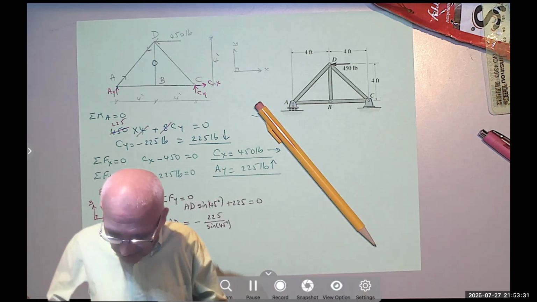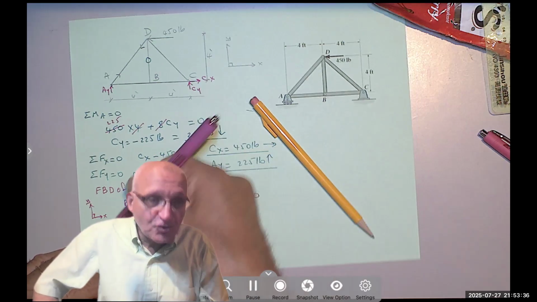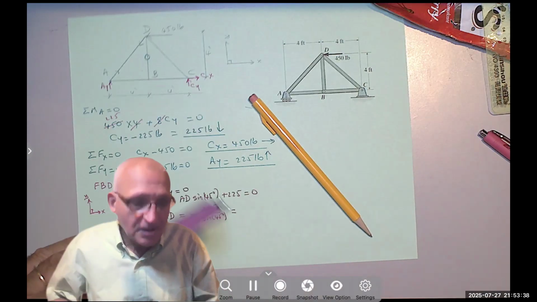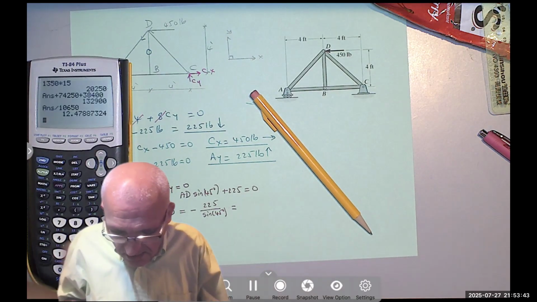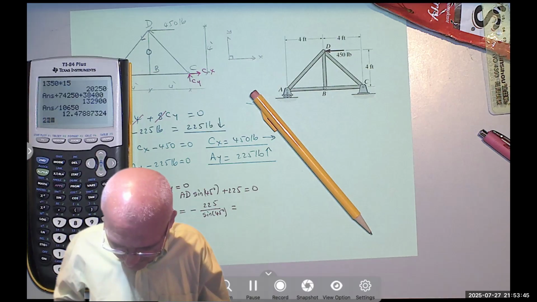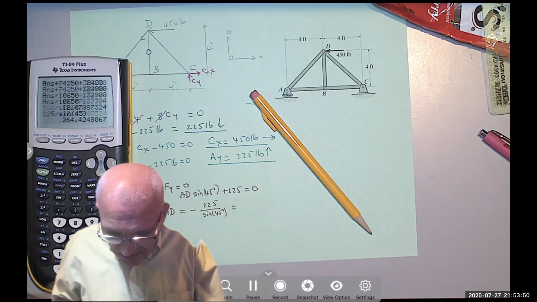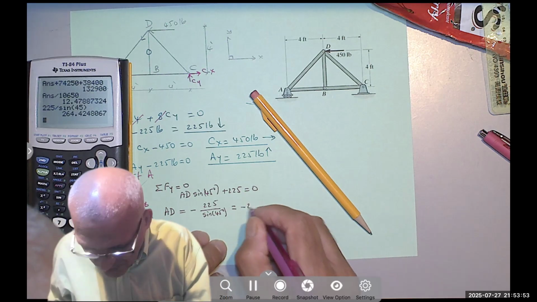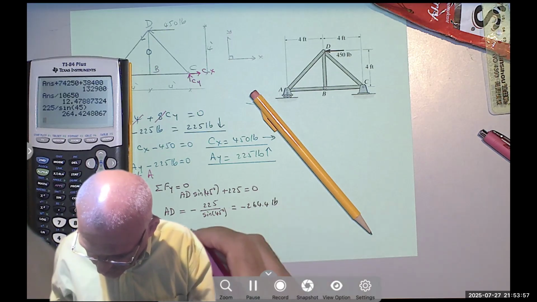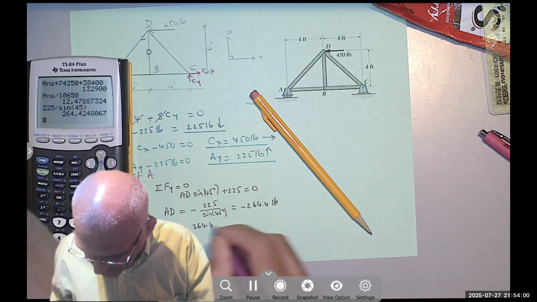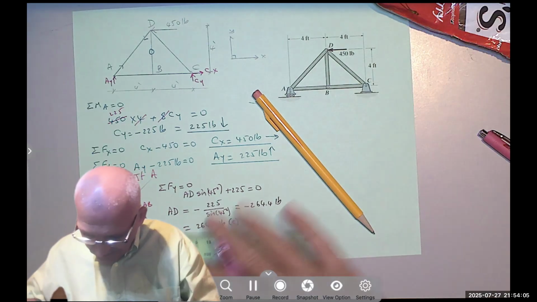So here, because I got a negative, it means that would be a compression. The arrow is going into the joint. It's pushing the joint. So it's negative. So we say 225 divided by sine 45. You get negative 264.4 pound, 264.4 pound compression. C stands for compression.